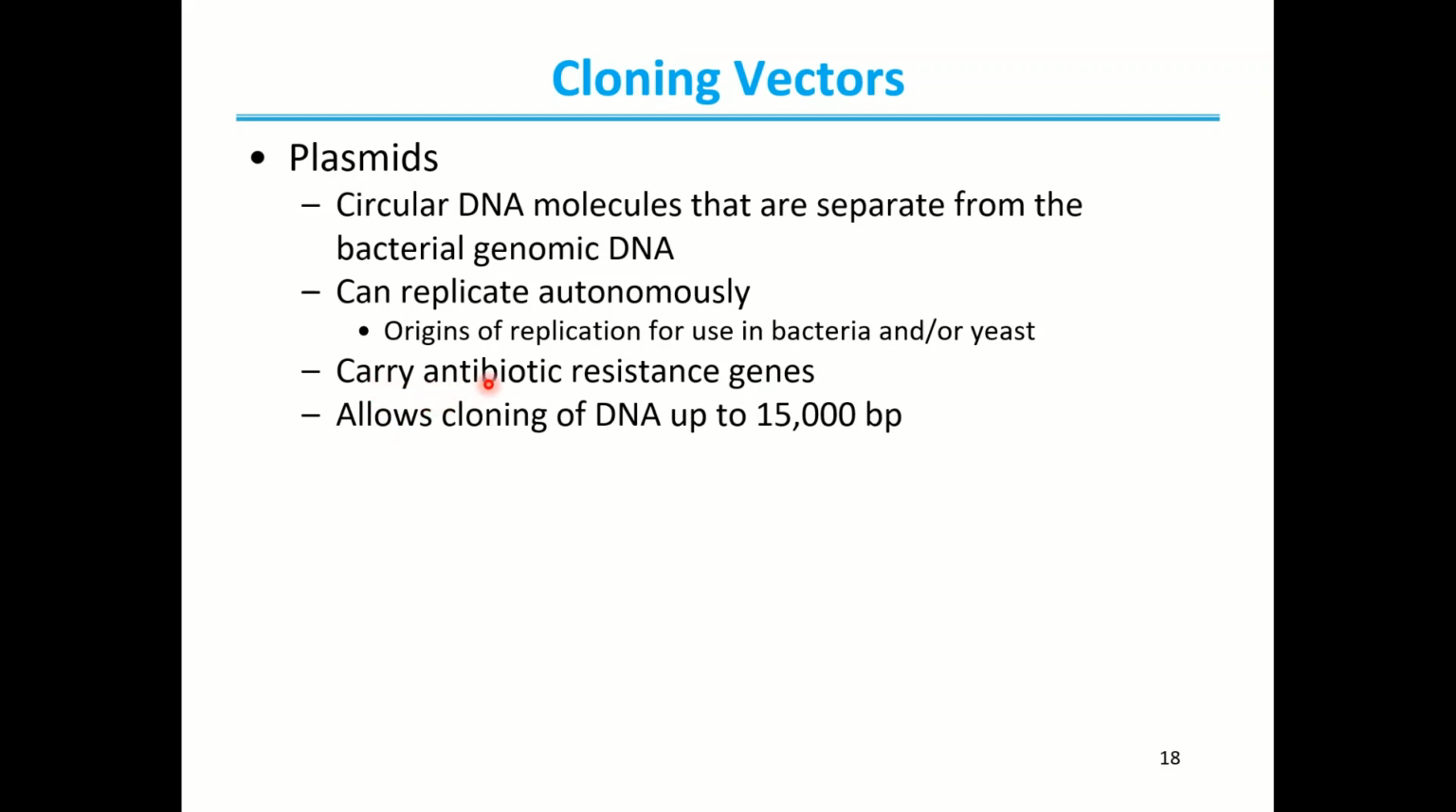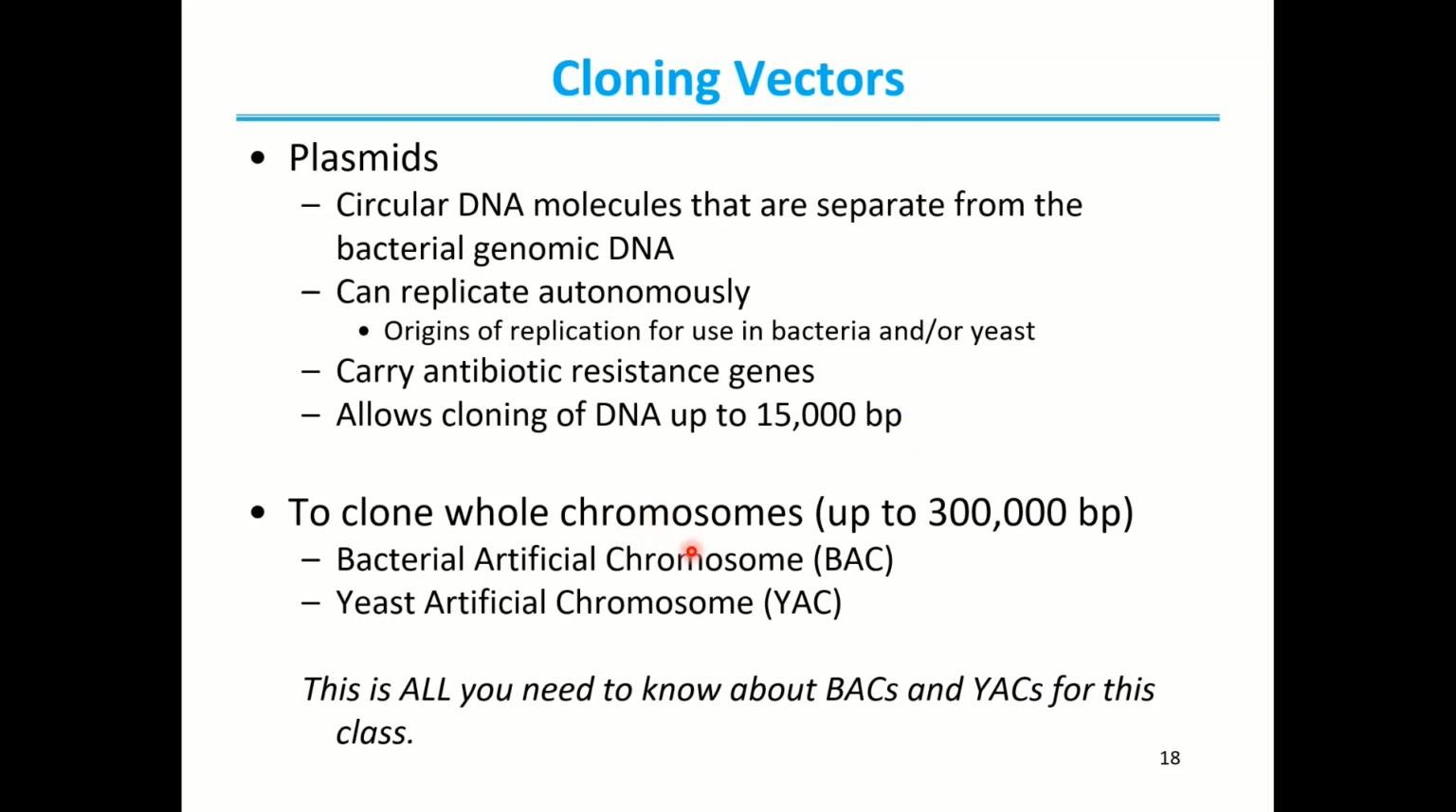They also typically carry, if you're talking about a bacterial plasmid, antibiotic resistance genes. And eukaryotic plasmids also carry what's known as a selection marker. So if you grow cells in the presence of this antibiotic, only the cells that have the plasmid with the antibiotic resistance gene in them will survive. And you can clone DNA up to about 15,000 base pairs into a cloning vector. You can clone whole chromosomes as well.